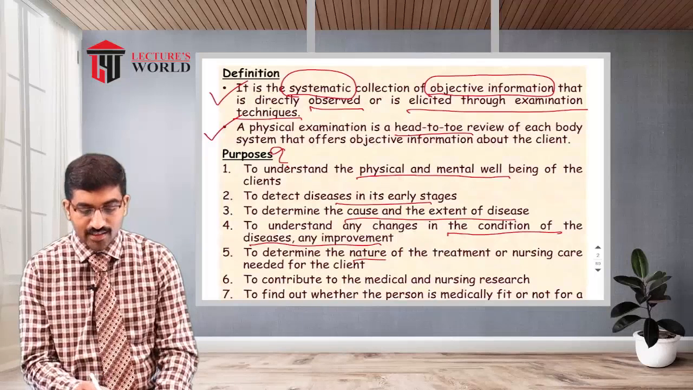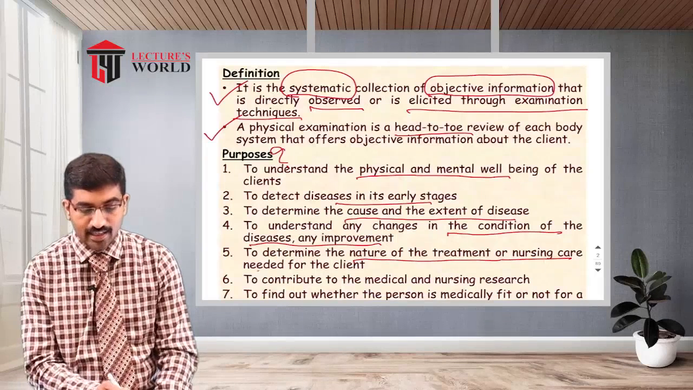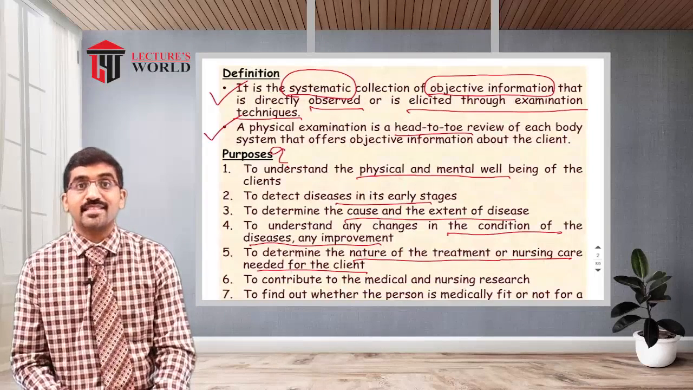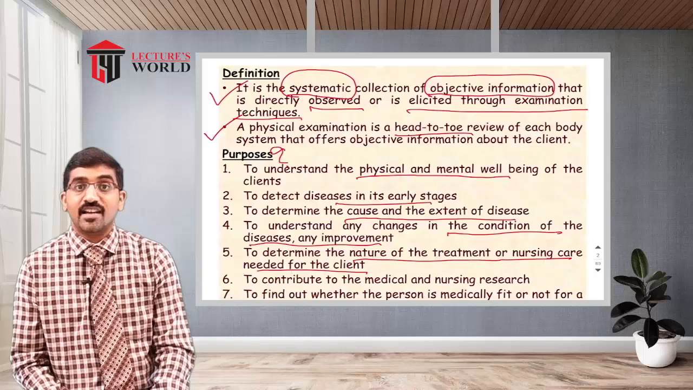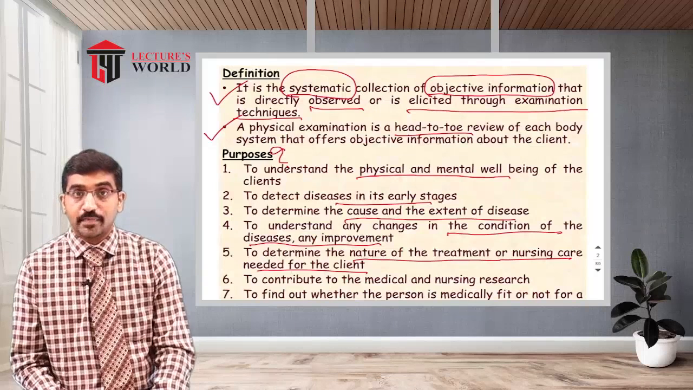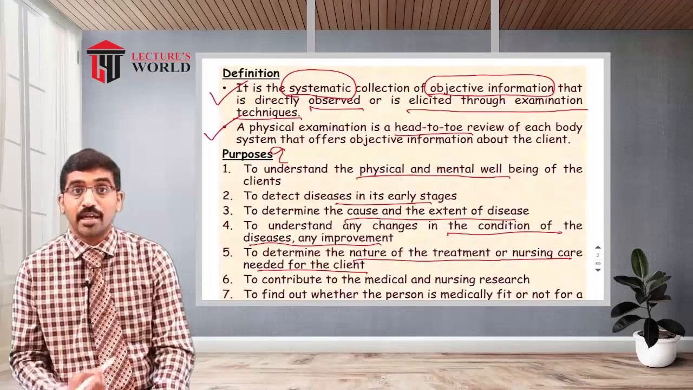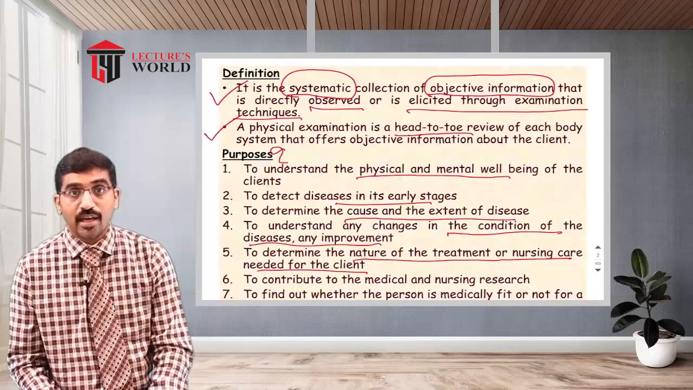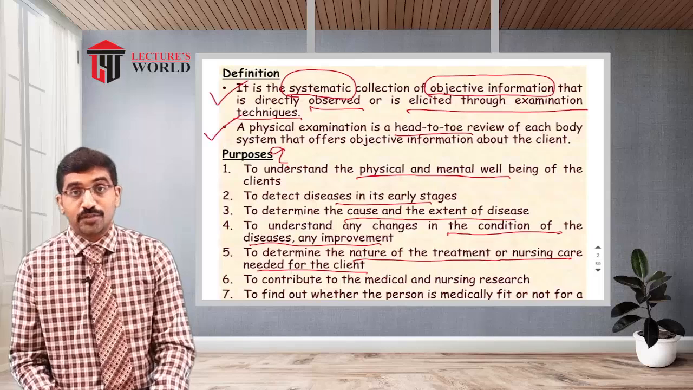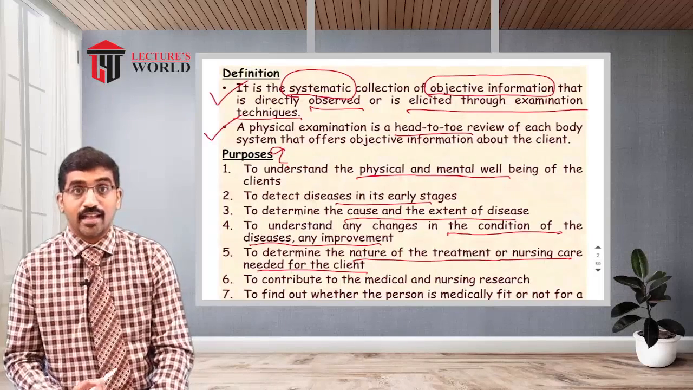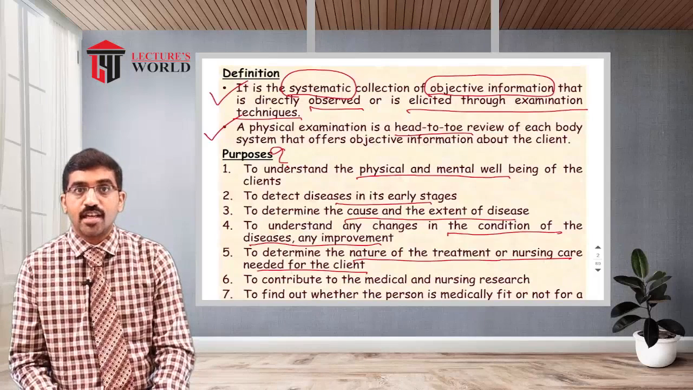Next is to determine the nature of treatment or nursing care needed for the client. Again, the same example I am taking. If the person is a cardiac case, he is having heart block, he is getting treatment, he is getting some surgical intervention. For example, he has undergone bypass surgery. Have you heard about bypass surgery? Of course, you might have heard in a simple way, but it's a complicated surgery, open heart surgery.